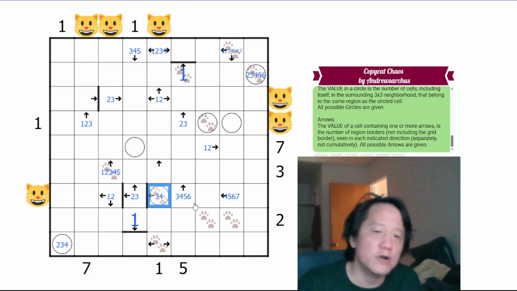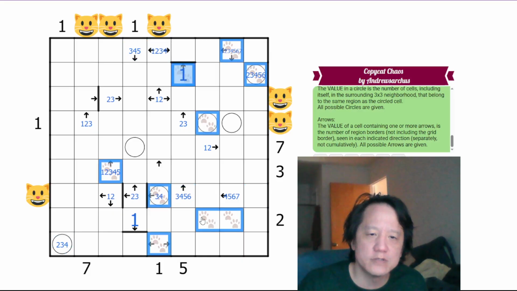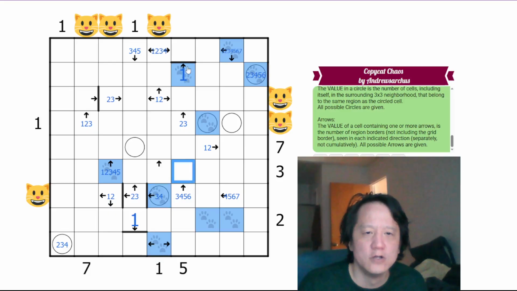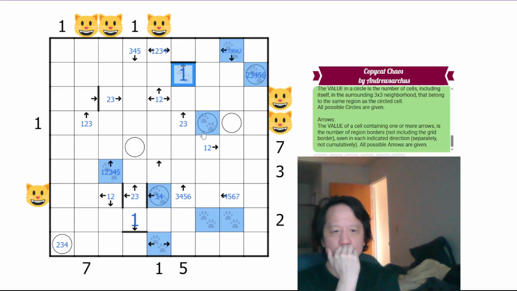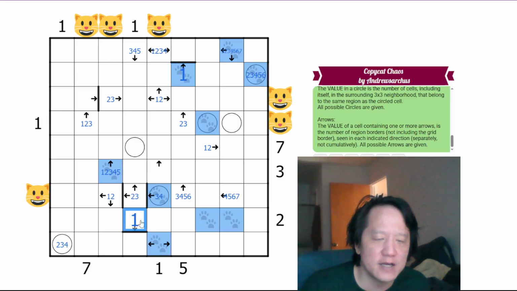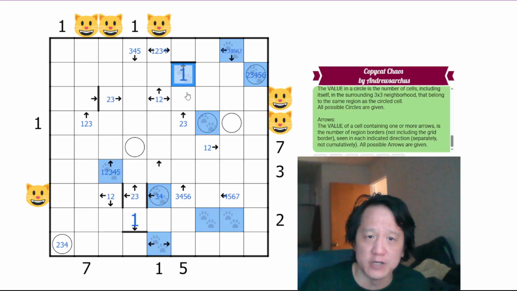So we know paw prints cannot ever be a copycat cell. So this can't be a copycat cell. Paw prints are never copycat cells. That's interesting. So this is guaranteed to be a 1. And this has a value of 1, but it could be a copycat cell because this is a 1 as a digit. Guaranteed.